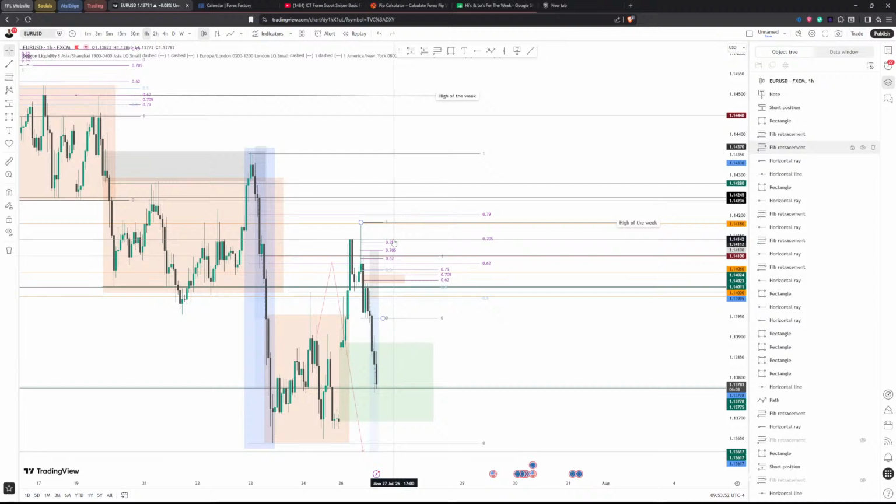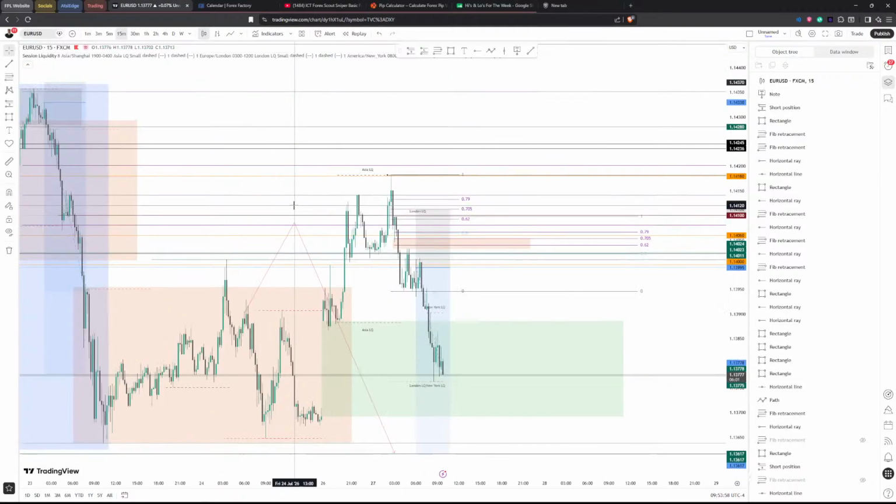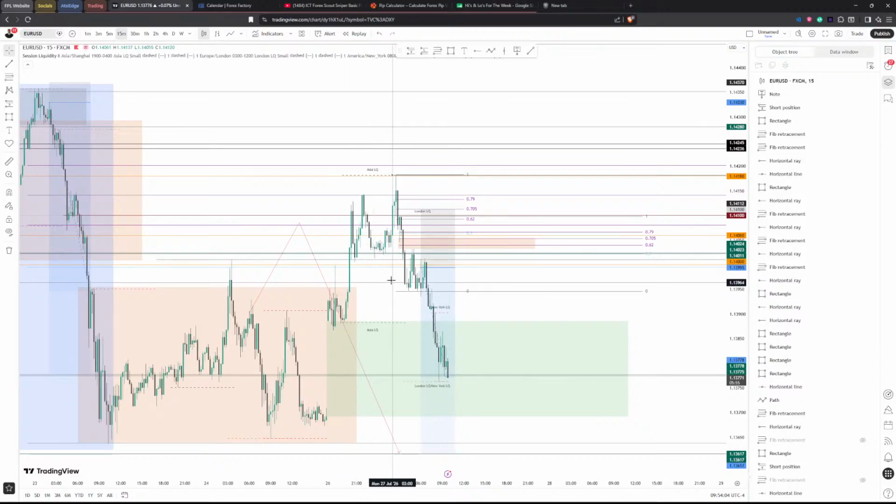This is just enough to trigger us to start looking for entries. So once that's all happened, we then start looking for entries. What does that mean? I'm looking for entries. What am I looking for? Displacement, where institutions get involved. Are they confirming their interest, et cetera?